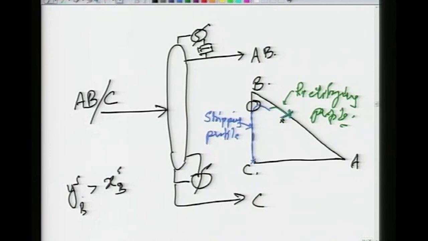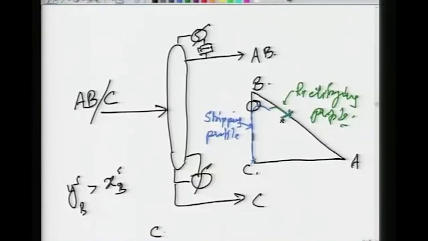X denotes liquid phase composition, Y denotes vapor phase composition. So, therefore, if I look at the vapor that is in equilibrium with this liquid composition, that vapor would actually be richer in B. So, if this liquid is 80% B, the vapor in equilibrium leaving that tray would be let us say 85 or 90% B. Okay. So, therefore, in this case, since I want to get pure C, pure A, and I want a B stream that is mostly B, that means small amounts of impurities in B are acceptable.